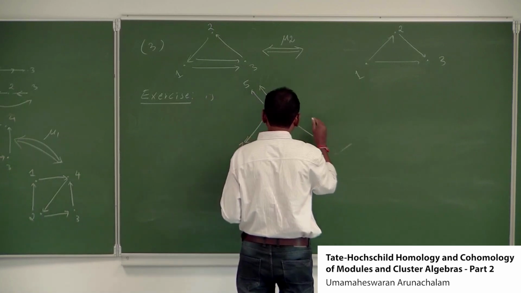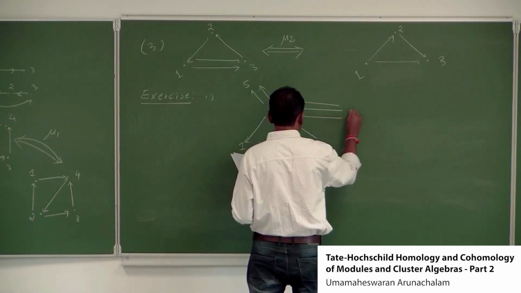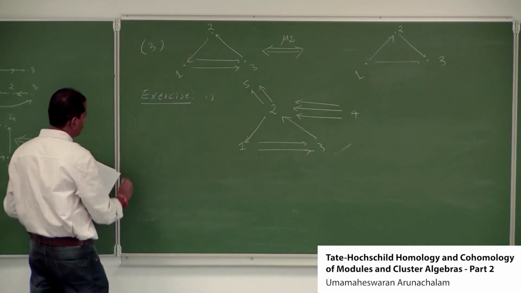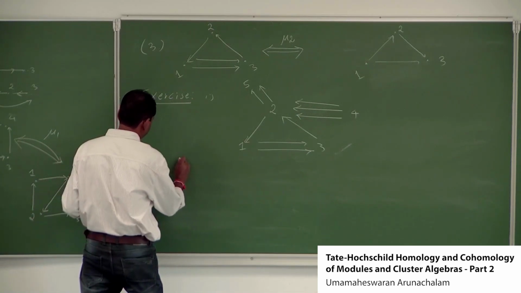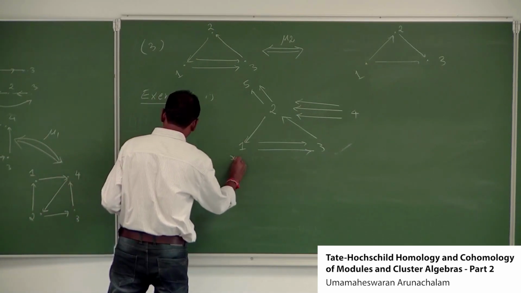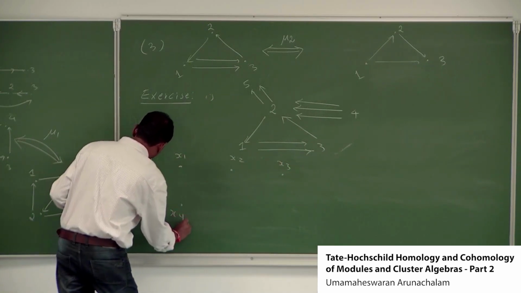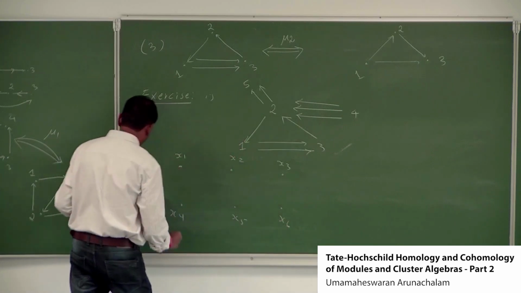Here 5, here 3 arrows, this 4. This is an exercise problem. You can verify this. Fourth one, x1, x2, x3 here, this place x4, x5, x6.